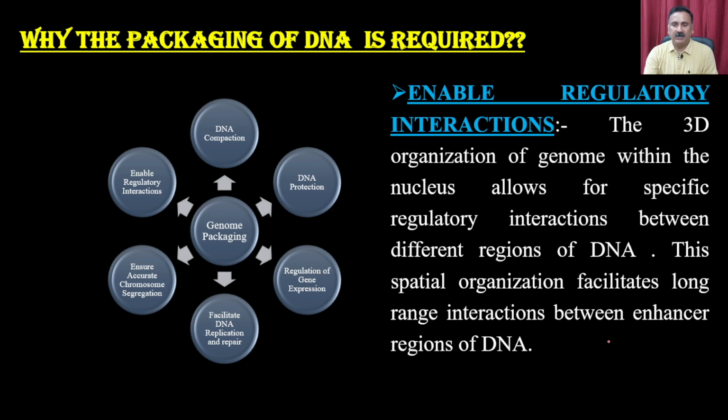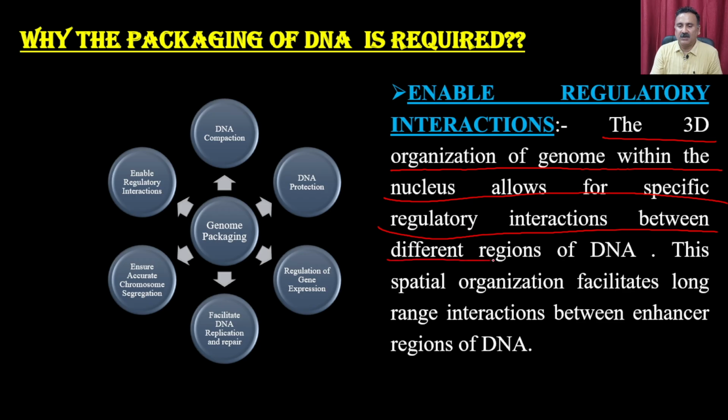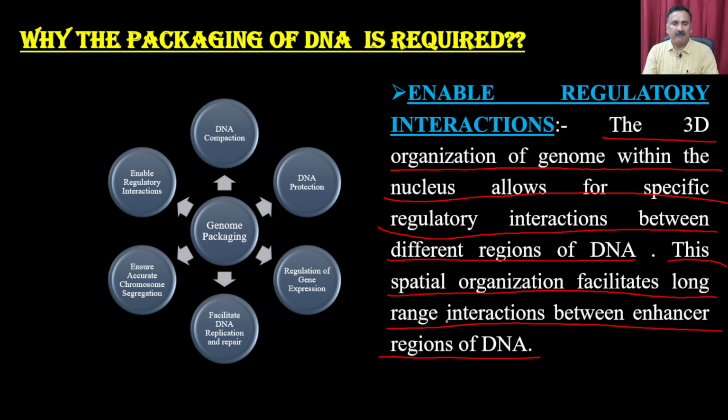Then we have that it enables regulatory interactions. So this is the next point. The 3D organization of the genome within the nucleus allows for specific regulatory interactions between different regions of DNA. This spatial organization facilitates long-range interactions between enhancer regions of DNA. So this is all about why the DNA is required to be packed into a compact structure to form the chromosomes. Now let's see how this kind of packaging occurs in different types of organisms.